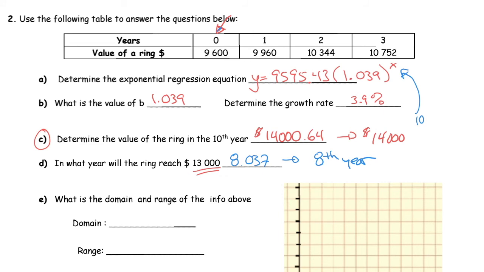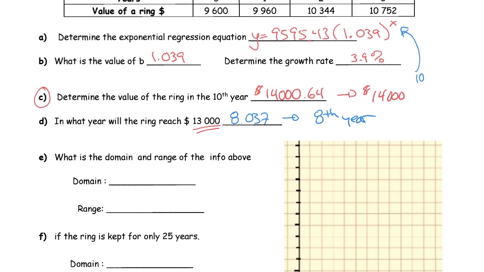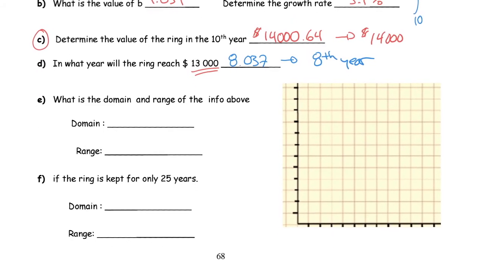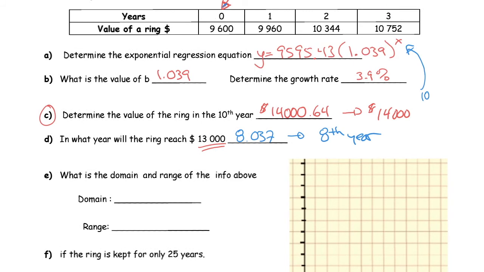Okay, that said, let's take a look at this next question here. What's the domain and range of the information above here? Well, actually, we're going to ask you that in two ways, for two different parts of this question. First of all, this domain and range question has to do with the data that's immediately above here. Now, notice that the table is going from 0 to 3, and from 9,600 to 10,752.